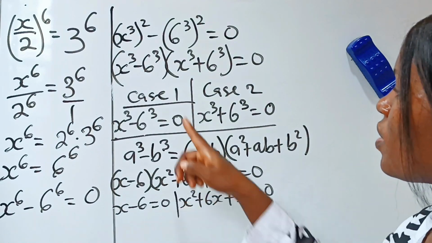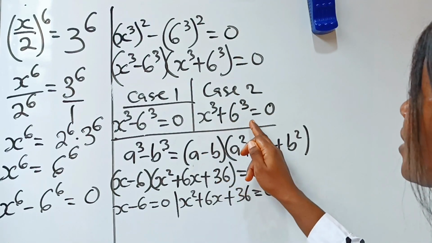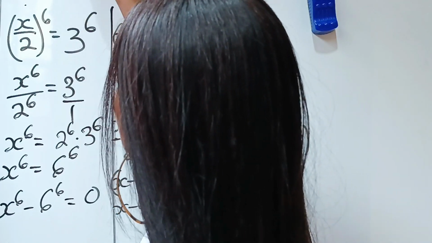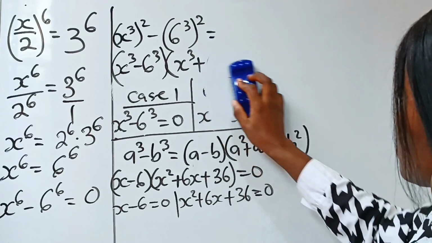Recall that we are still solving case 1. All right, so because I want to clean this, I'm going to write case 2 somewhere. So case 2 is that x to the power of 3 plus 6 to the power of 3 is equal to 0. Now let me clean this.